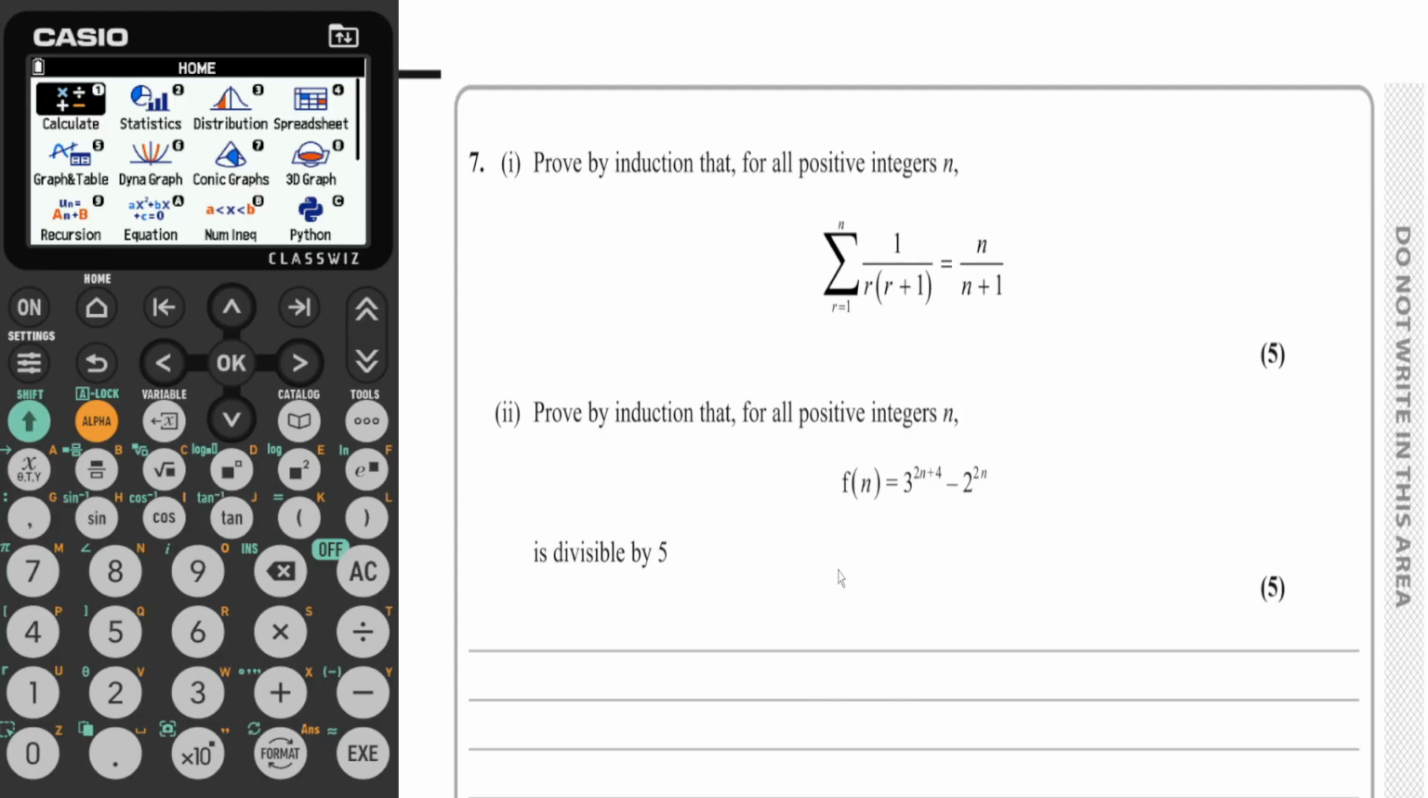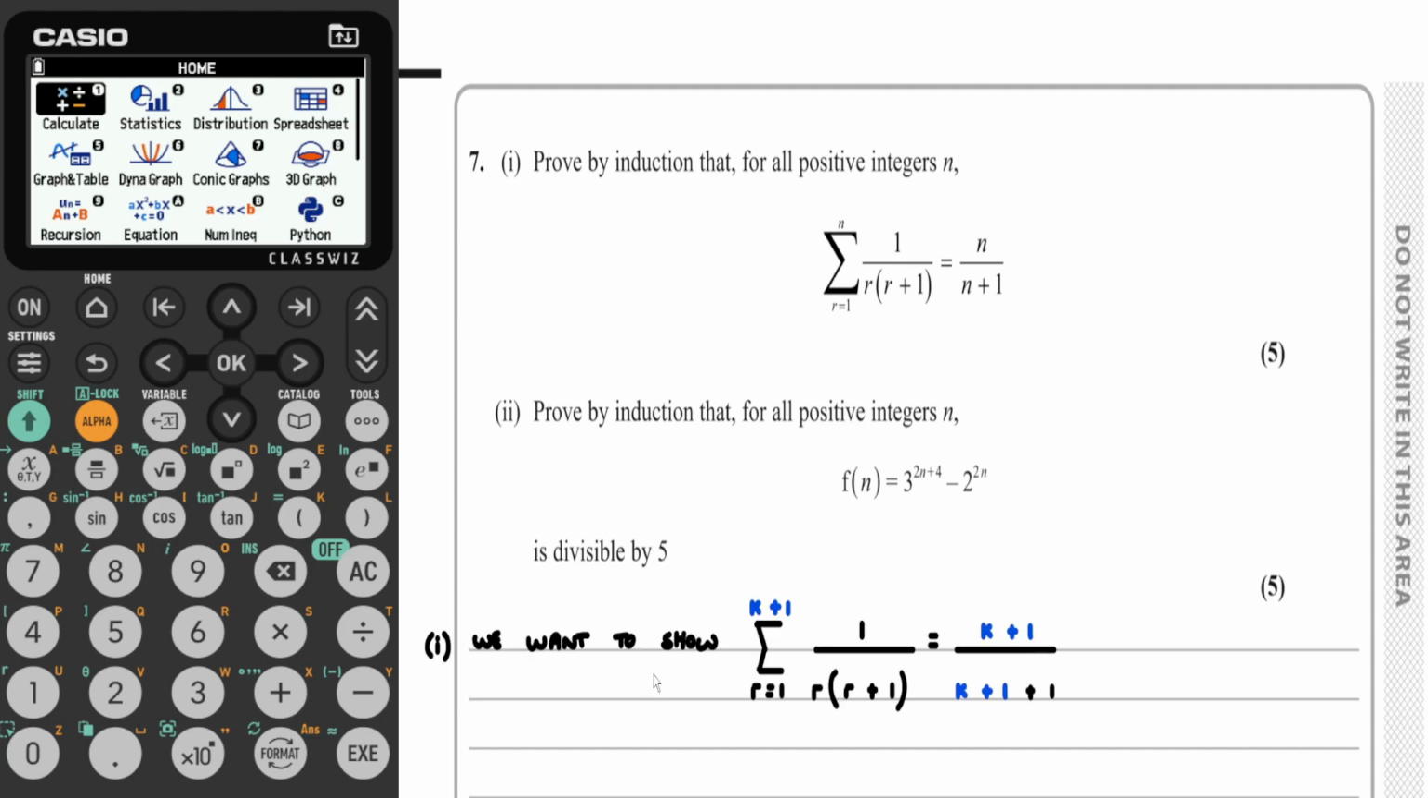Question number 7. For the first part, we have to prove by induction that for all positive integers n, the sum of 1 over r times r plus 1 from r equals 1 to r equals n is n over n plus 1. With these types of questions, it's always useful to write down what we want to show. Essentially, we want to replace the n with k plus 1. So we want to show that the sum of 1 over r times r plus 1 from r equals 1 to k plus 1 is equal to k plus 1 over k plus 1 plus 1. We've replaced the n with k plus 1.